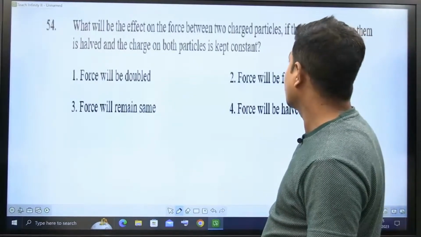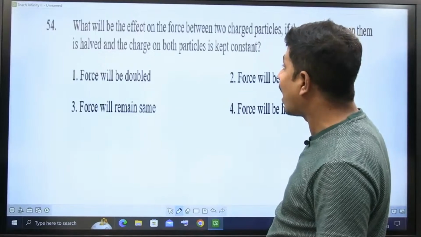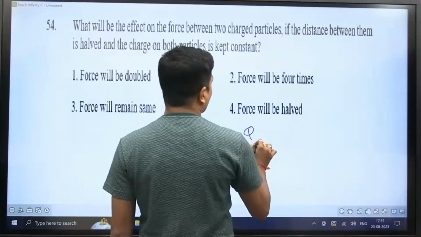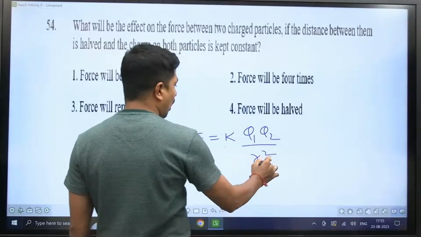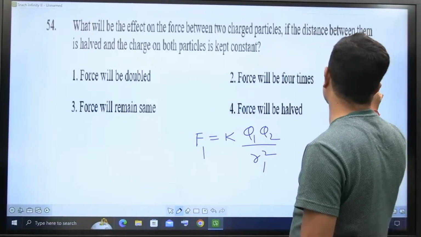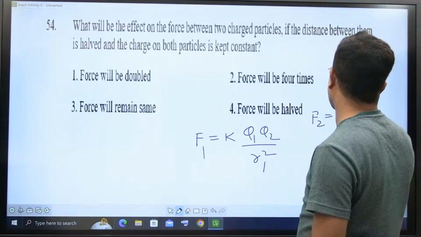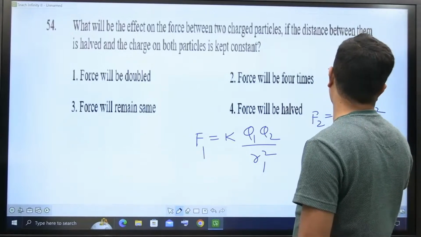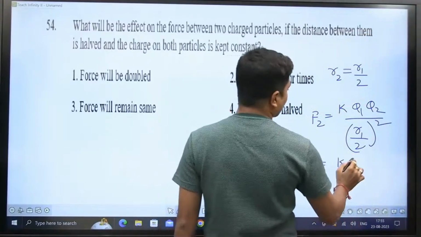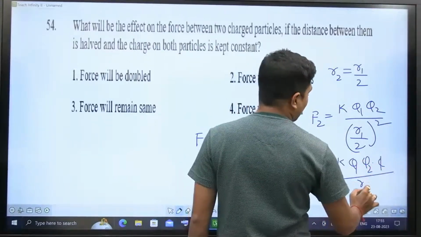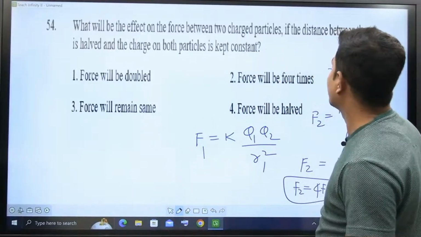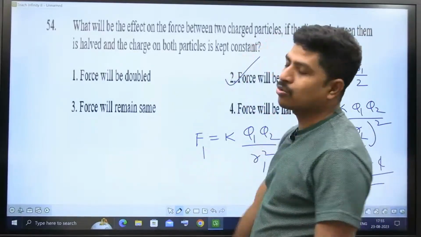What will be the effect on the force between two charged particles if the distance between them is halved and the charge on both particles is kept constant? F is equal to K into Q1 Q2 by R square. Call this F1 with R1. Now the distance is reduced by half: R2 is equal to R1 by 2. Then F2 is equal to K into Q1 Q2 by R2 square, where R2 is R1 by 2 whole square. So F2 is K into Q1 Q2 into 4 by R1 square. From this, F2 is equal to 4 times F1. The force will be 4 times. Choice 2 it is, right?